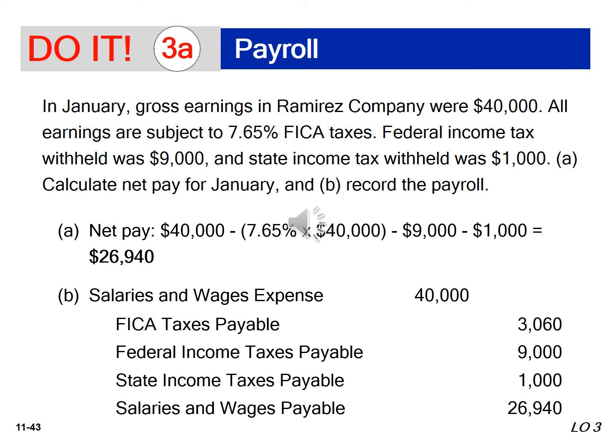Now, how do we record this in the general journal? Just like we showed before, we're going to debit salaries and wages expense for 40,000 and then credit all the deductions, starting with FICA taxes payable, 3,060, federal income taxes payable, 9,000, state income taxes payable, 1,000, and salaries and wages payable, the remaining amount, which is $26,940.